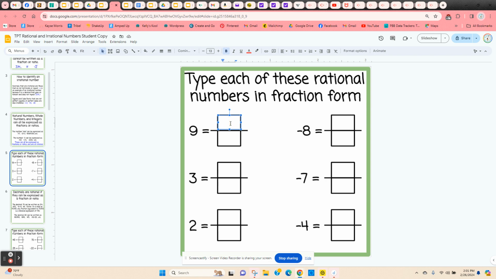So for example, they could type in 9/1. Here they could have 3/1 or 9/3. So there are many different possibilities here. They just have to type in an equivalent that's a fraction.